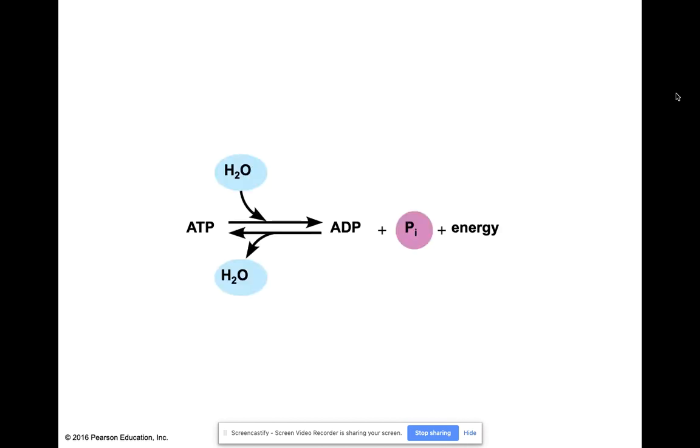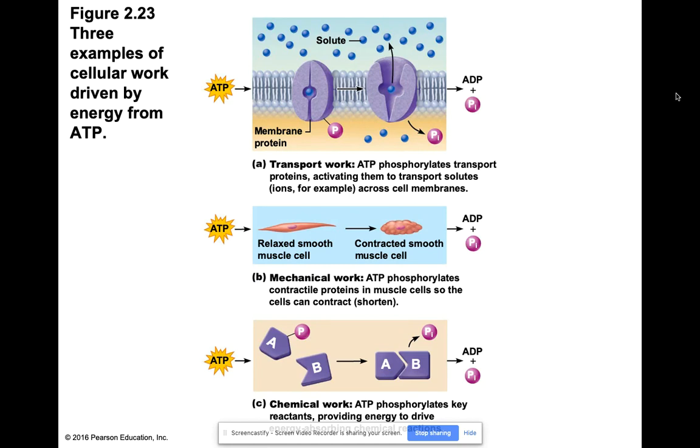So ATP, like I said, can be hydrolyzed to create ADP and an inorganic phosphate, which releases a lot of energy. This is how ATP helps us do cellular work. ATP drives molecules against their concentration gradient. It also works to do mechanical work such as muscle contraction. ATP phosphorylates contractile proteins in your muscles so that the cells can actually contract and shorten so you can flex your muscles. And then to do chemical work, ATP phosphorylates key reactants, providing energy to drive energy-absorbing chemical reactions.